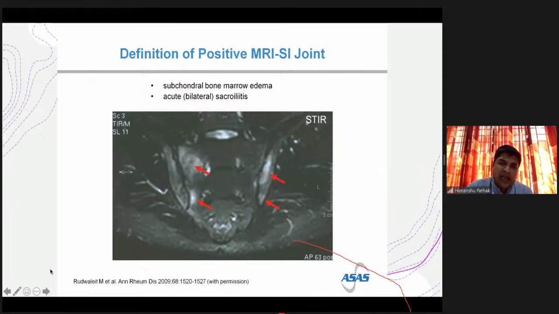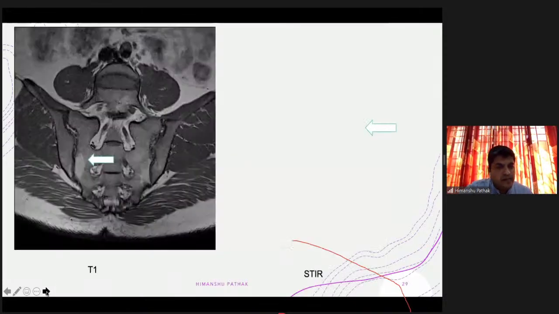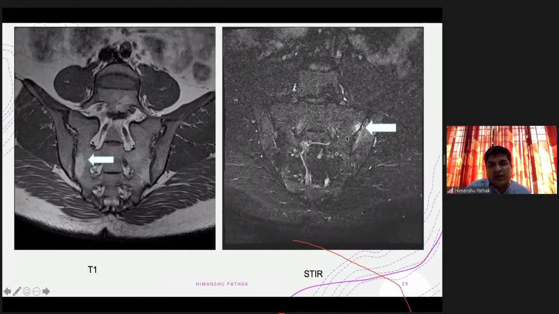Nowadays, we have a very good relationship with the radiologist, and we tell the radiologist that we want to look for sacroiliitis, and then they do proper imaging and we come to the diagnosis. So this is a T1 MRI where you see a hyperlucent shadow, and on the STIR you can see that on the left side it is active sacroiliitis. Unless you ask the radiologist, sometimes radiologists miss it and just report it as a degenerative MRI.